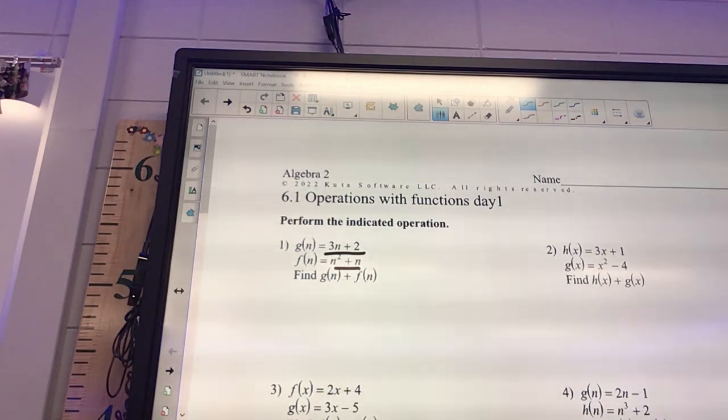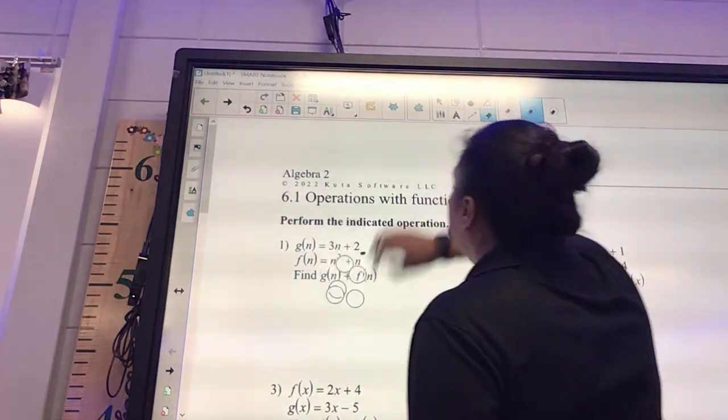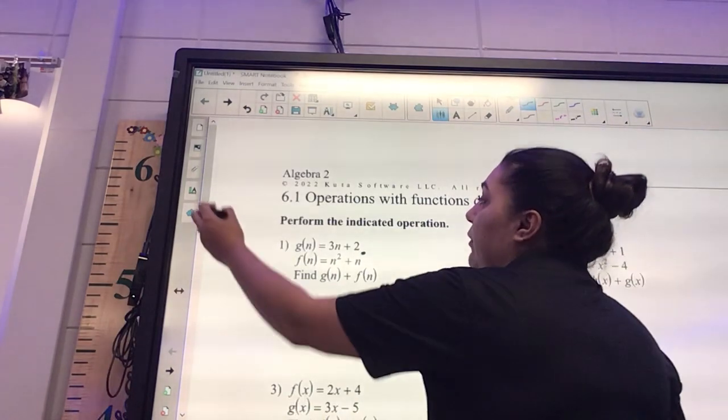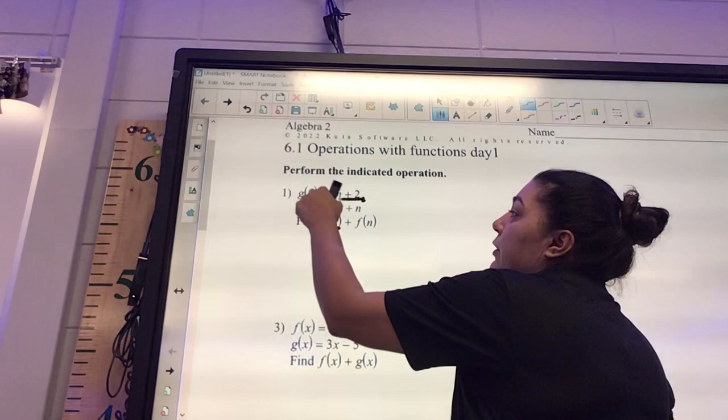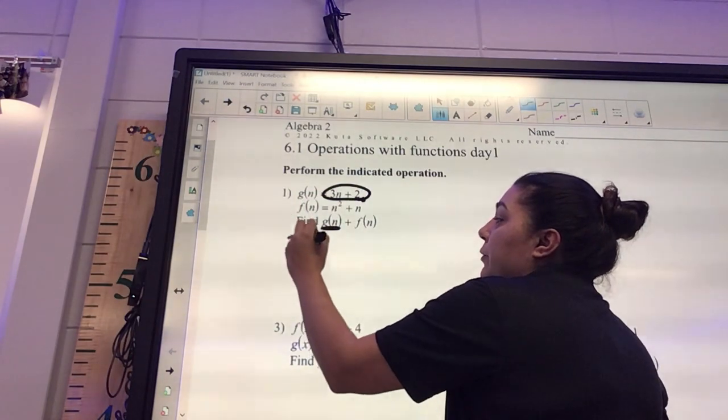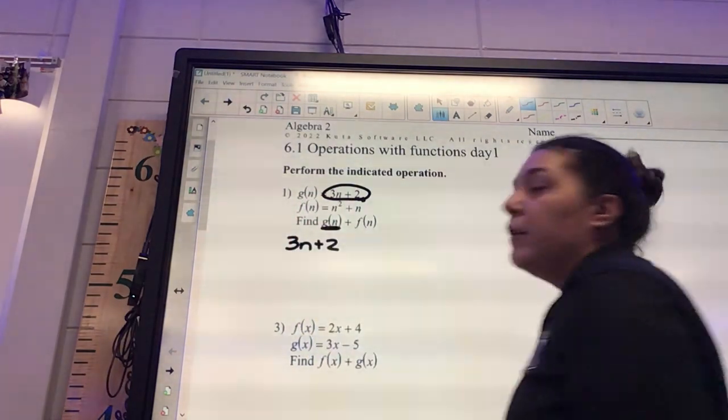Okay, so if we went to Arby's and you could figure out between the two how much money you would owe, that's what they're saying. You got McDonald's and Arby's up there. So when we say G of n plus F of n, what is my G of n? Okay, so my G of n right here is 3n plus 2. So we're going to say 3n plus 2 for that G of n.